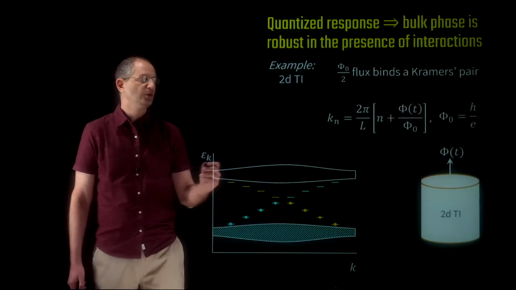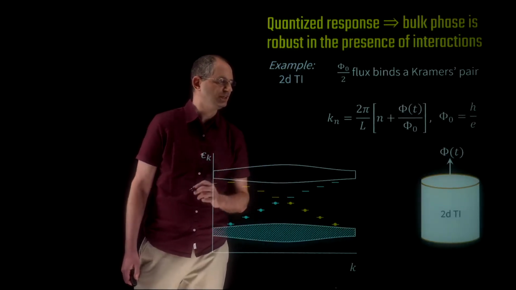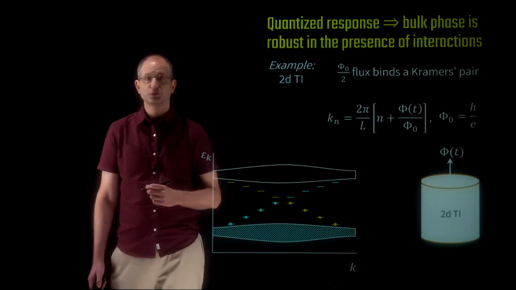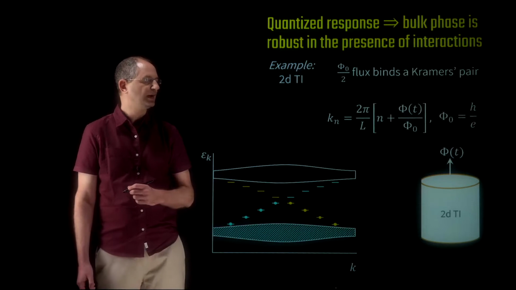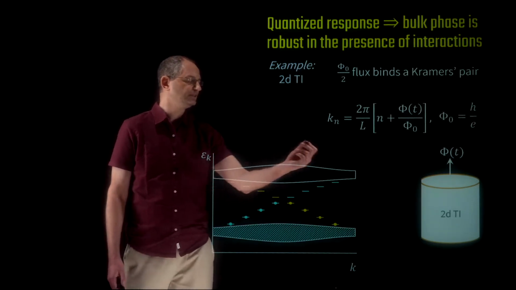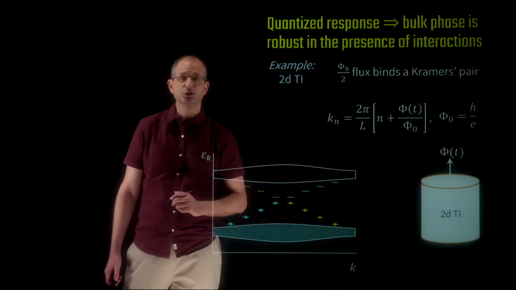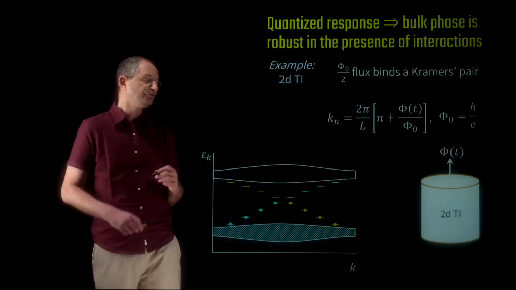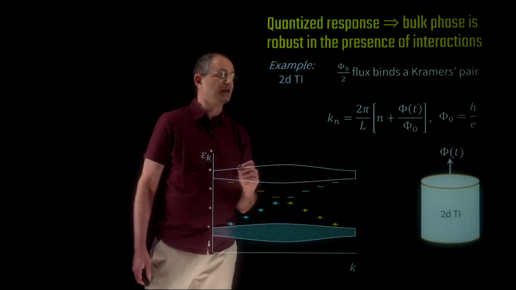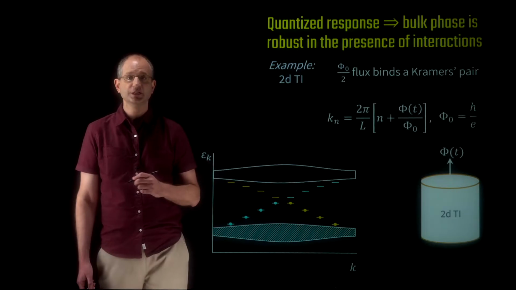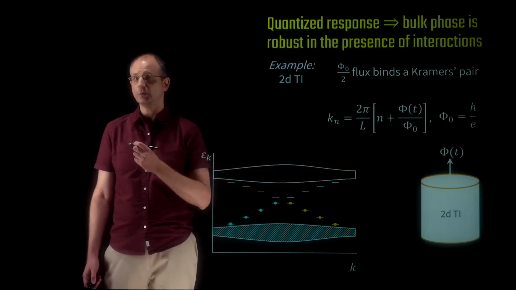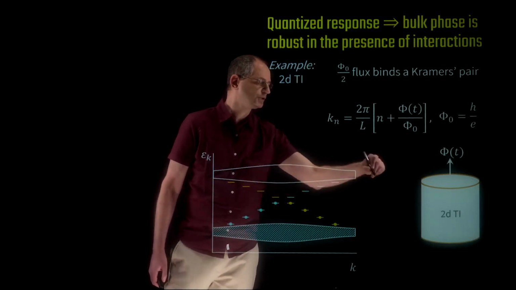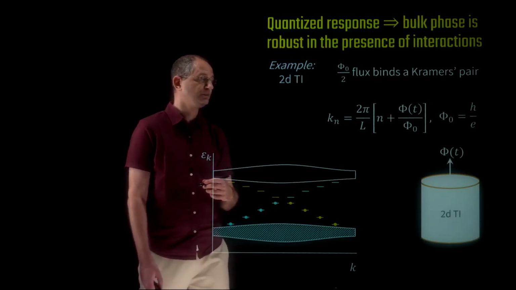So along similar lines, we can actually establish that also a 2D topological insulator has a quantized response of a different kind. So what is this quantized response of a 2D topological insulator that can also be used to argue that this phase is robust in the presence of interactions? This is a different quantized response. A 2D topological insulator is time reversal invariant, and therefore its Hall conductivity is 0, but nevertheless it has a quantized response. So let's consider that system also on a cylinder, similar to before.